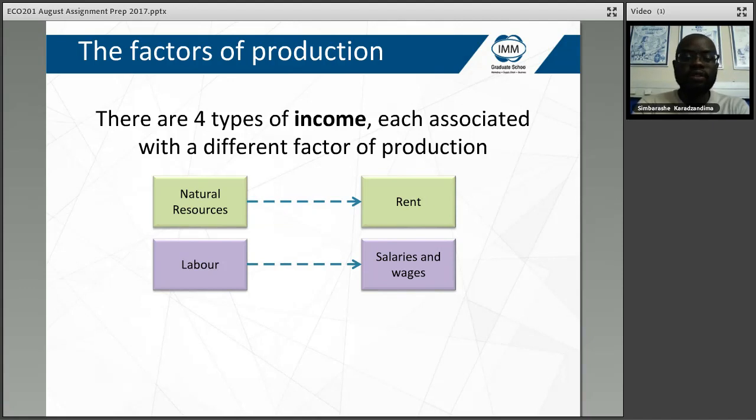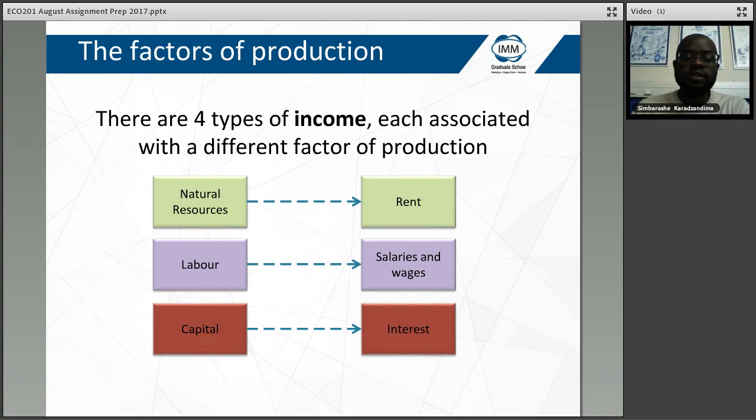It is important to understand that the quantity is important, maybe determined by population growth, but the quality is also important. What skills do those workers have? What is their level of productivity? How much of this labor should we use in our production processes? We're looking at things like unemployment coming into the picture as well. The remuneration to labor is salaries and wages. Again, the quality and the quantity is important.